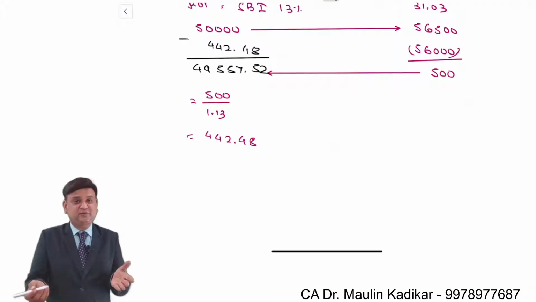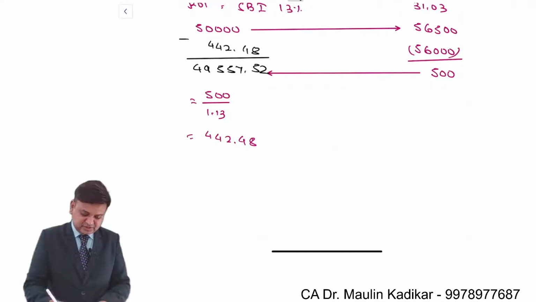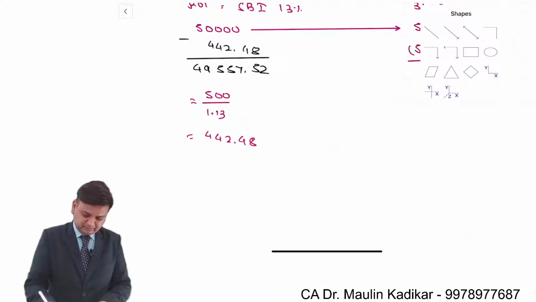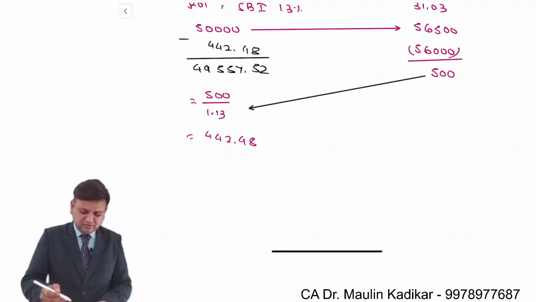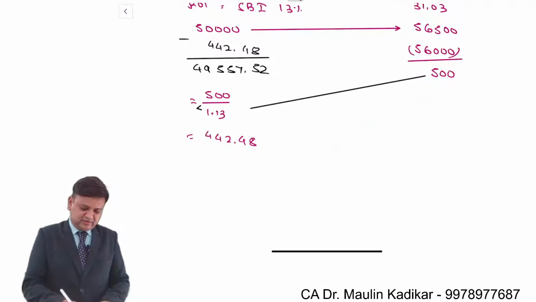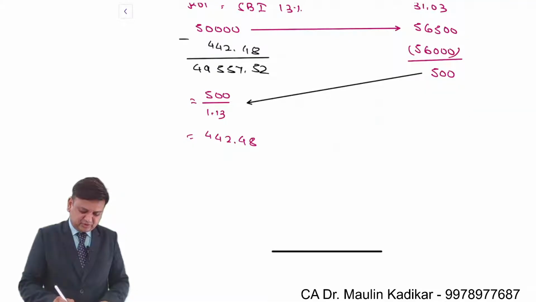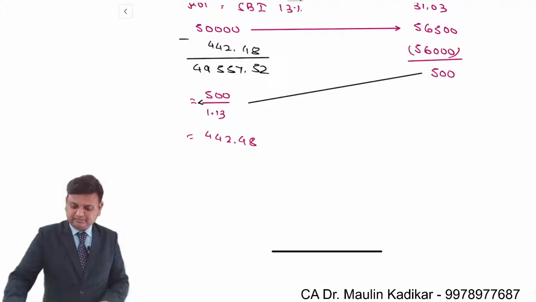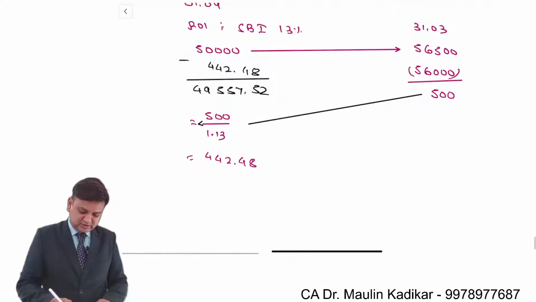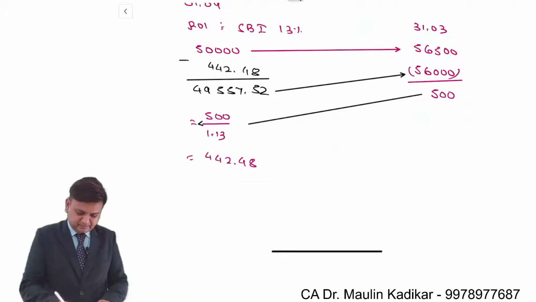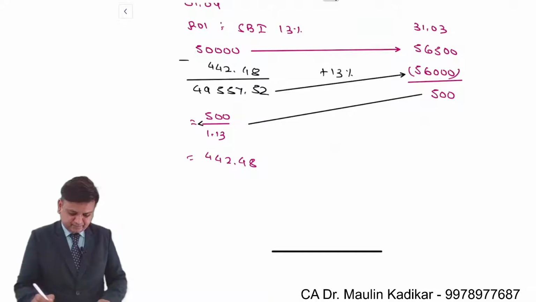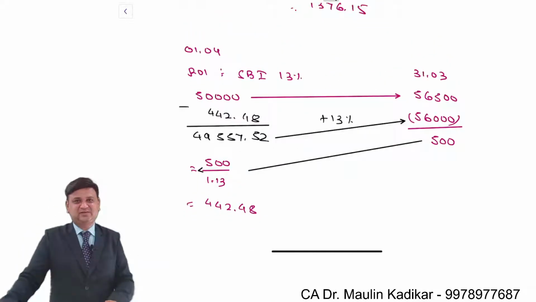What is the rate of interest? Of course, it will be 13%. So you can use a calculator: 49,557.52 plus 13%. That is the way we will find the maturity amount of the deposit. And it comes to exactly 56,000. So 13% interest will be added, and you will get an amount of 56,000.